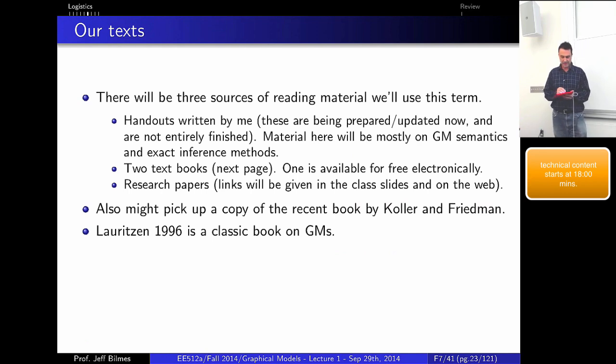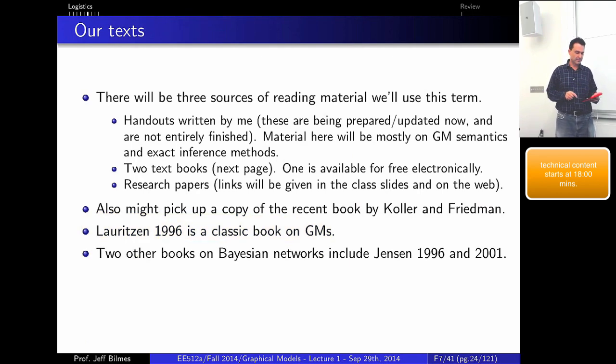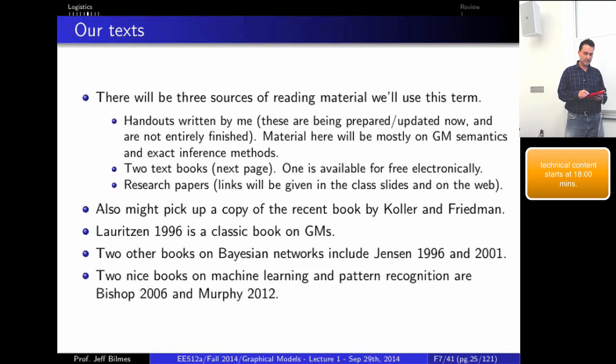There's also this classic book by Steffen Lauritzen on the semantics of graphical models. It's amazing to me that this book is almost 20 years old, because it's still quite relevant today to what graphical models are, and we will be drawing from some of it. There's a couple of other books by Jensen on Bayesian networks, which are worth taking a look at.